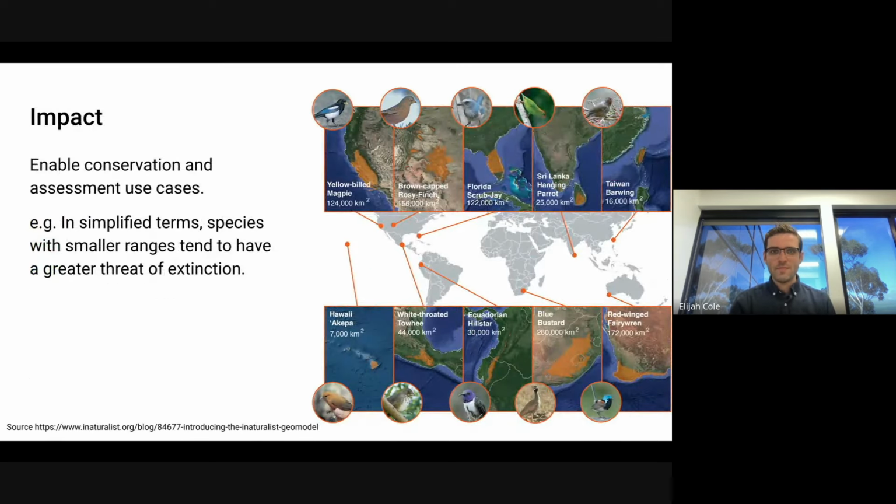There's also a lot of opportunity for using these models to have some kind of actual conservation impact. So in simplified terms, species with smaller ranges tend to have greater extinction likelihoods, and so there may be ways to use these models to rank and prioritize locations and species that are of concern going forward.